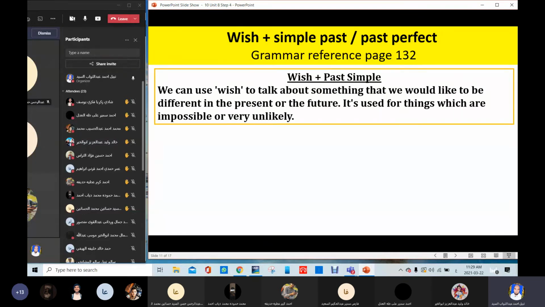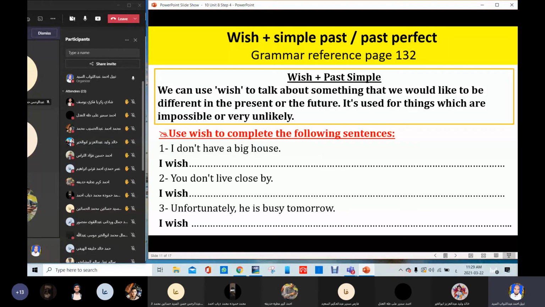Let's talk about I wish. We use I wish plus past simple or past perfect. If you want more information, you can go to the grammar reference on page 132. Please pay attention: wish plus past simple. We can use wish to talk about something that we would like to be different in the present or the future. It's used for things that are impossible or very unlikely to happen. So we use wish plus past simple.